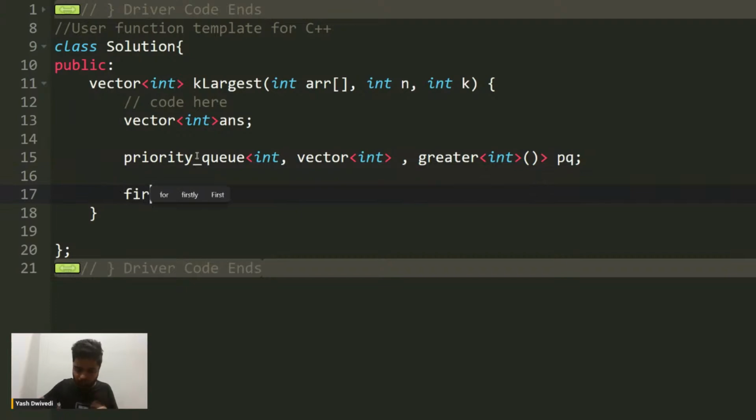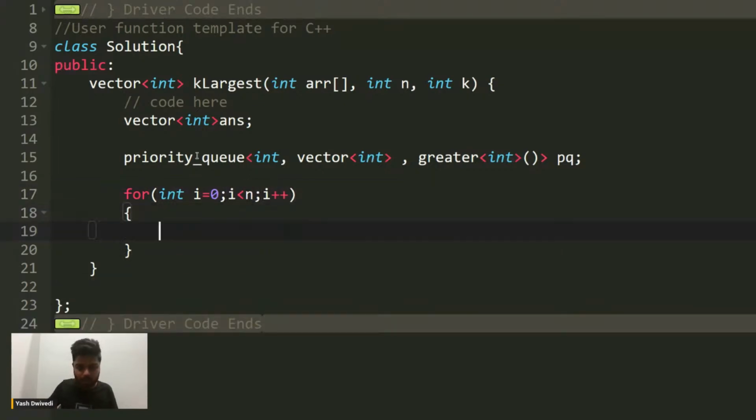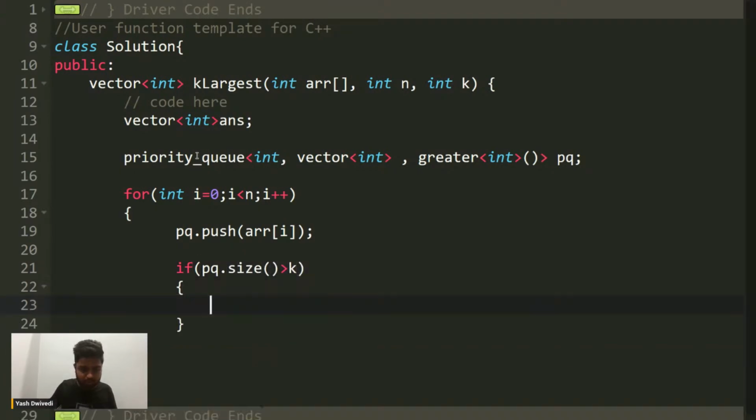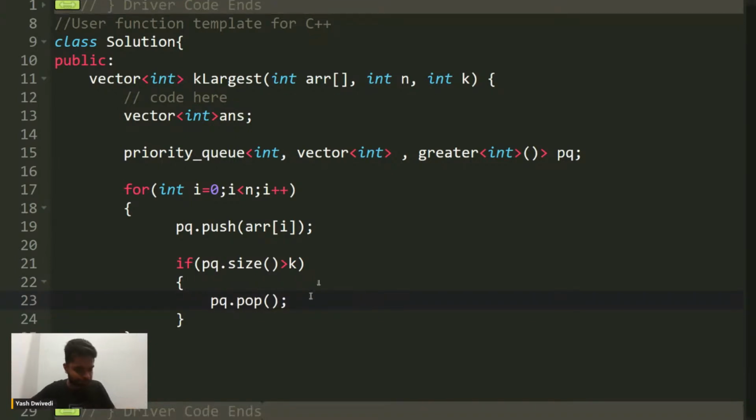Then I'll start iterating for all the elements. For int i starting from 0, i lesser than n, i plus plus. And what we will do is simply push the ith element inside, so pq dot push arr of i. And when will we pop out? If it happens that pq dot size becomes greater than k, then we are going to do pq dot pop. We are going to pop out the minimum element.